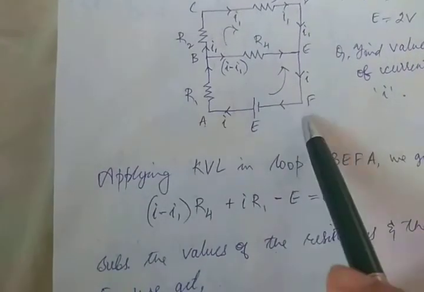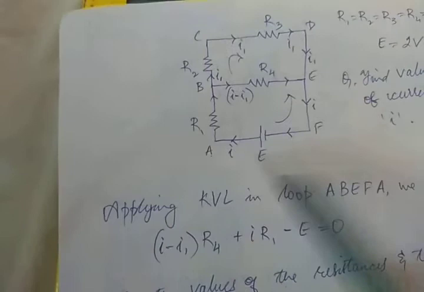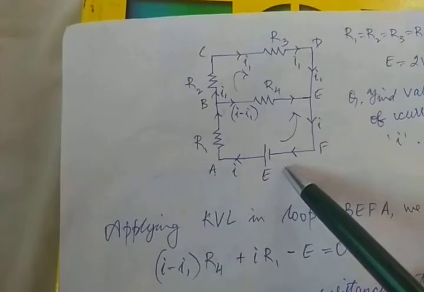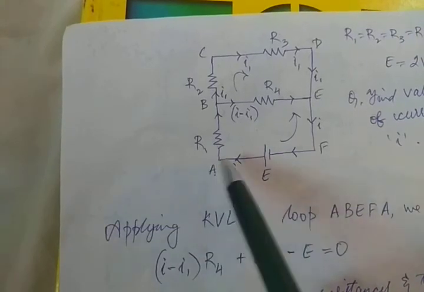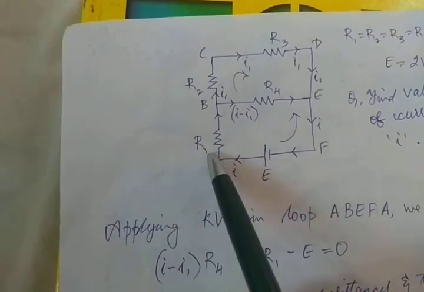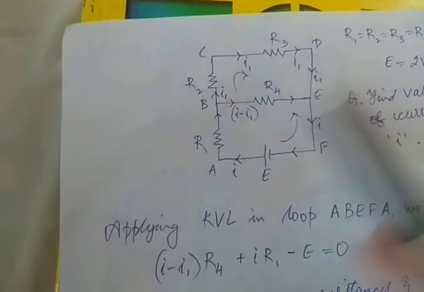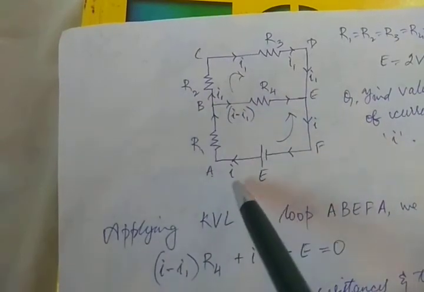Applying KVL in the lower loop, that is ABEFA. I have taken 3 resistors, and by the way, in this picture we only have one source of current. From E, current I is drawn. It flows through R1 and reaches point B. At point B, since we don't have any other extra source of current, the current branches itself out.